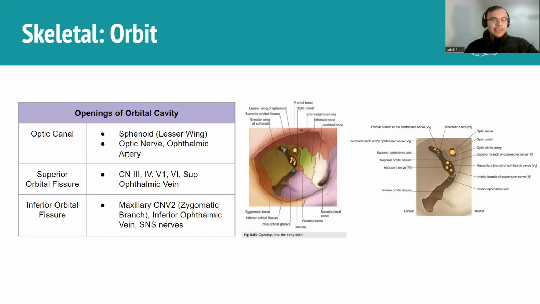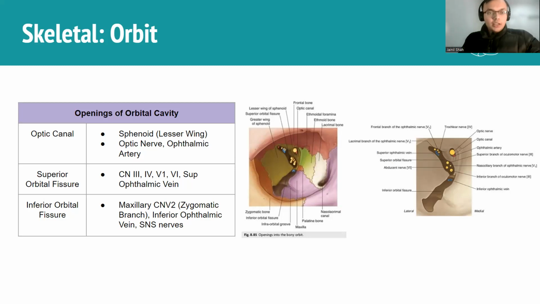So this is again easy enough to understand because if you think of all the extraocular eye muscles, which we'll come to in a second, they're supplied by cranial nerves 3, oculomotor, 4, trochlear, and 6, abducens. So those are the 3 nerves that supply the extraocular eye muscles, and they all come out of the superior orbital fissure. V1 is the ophthalmic division of the trigeminal nerve, which comes out through here, which again makes sense for it to come out this superiorly. And then the superior ophthalmic vein is also here as well.